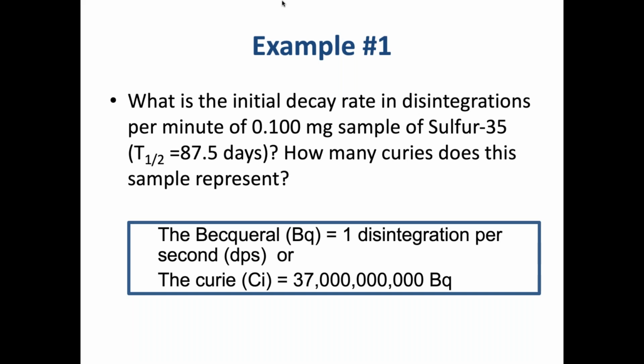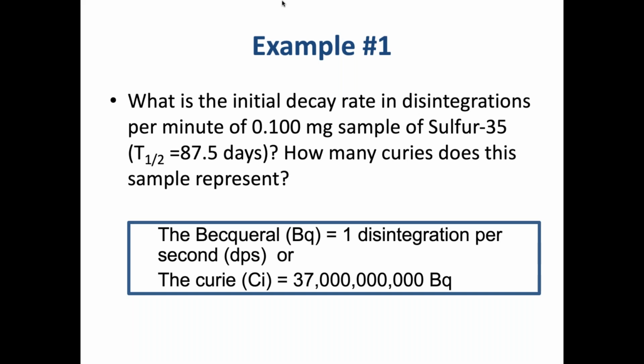Did they give us the molecular weight of sulfur 35? Well, let's see. We know it's 35, right? I mean, that's the molecular weight. That's the total number of neutrons and protons, I think, right? Am I right about that? Yes, I am right about that. So the molecular weight is 35, right? How many grams of this stuff do we have? We got 0.1 milligrams. We got 0.001 grams, right?